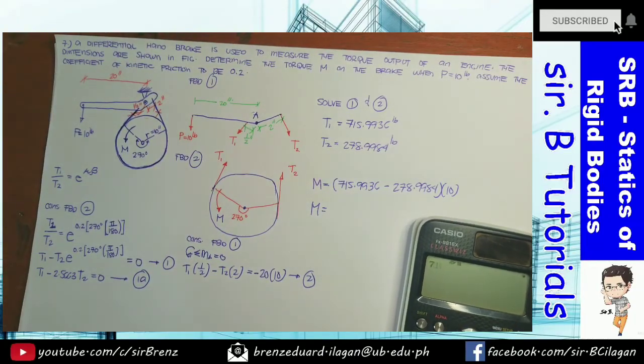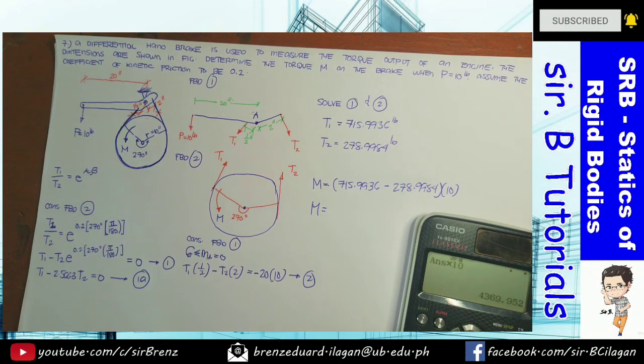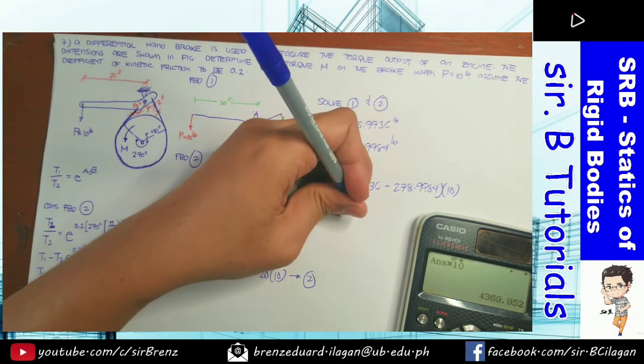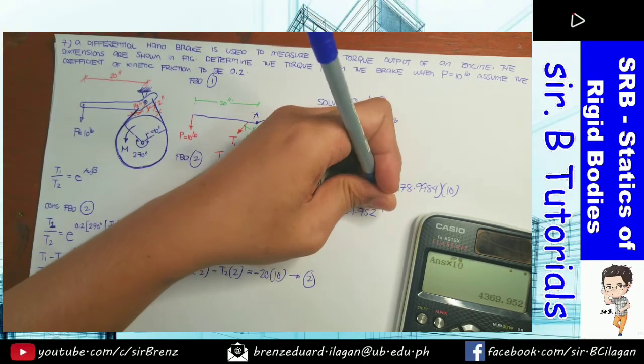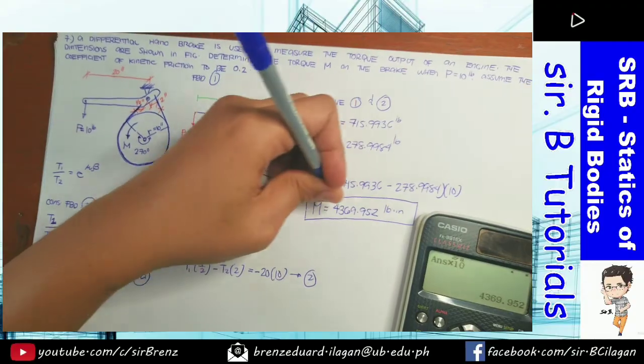Okay, so the torque M, that is 715.9936 minus 278.9984, and then times 10. So the answer is 4369.952 pound inches. Okay, so this is the torque required.